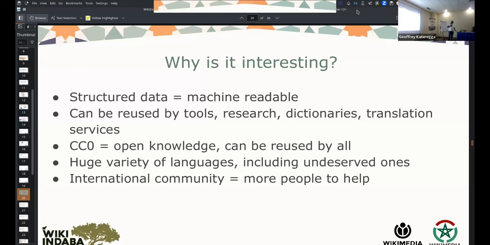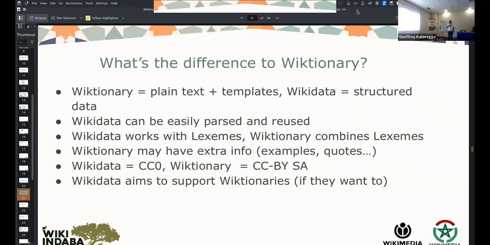And on the next slide, I try to answer this question that people might have. But we are talking about words and dictionaries. But don't we already have a dictionary as a Wikimedia project? Yeah, we do. Yes, that's true. But the fundamental difference is that I will start with the CC0 because I think you can remember that.